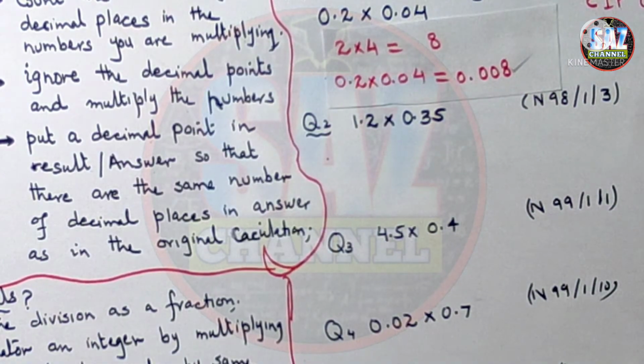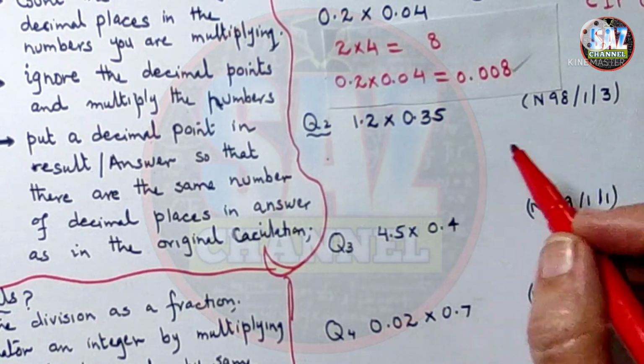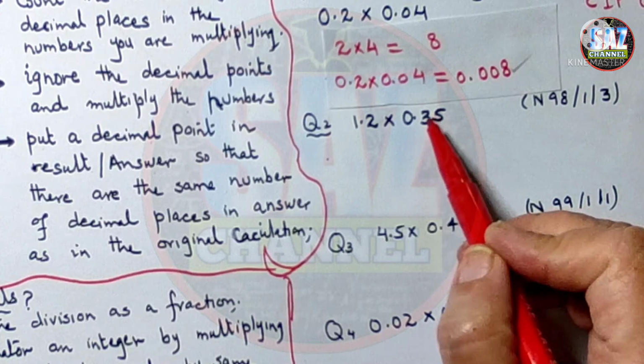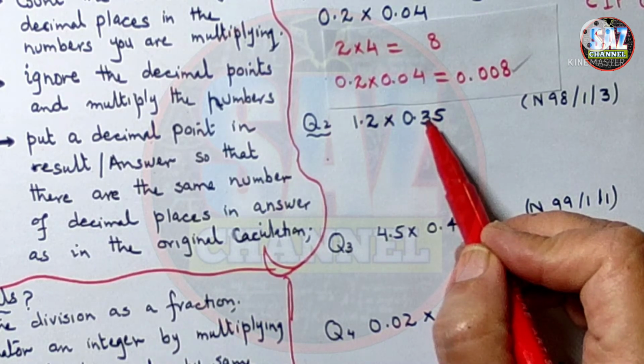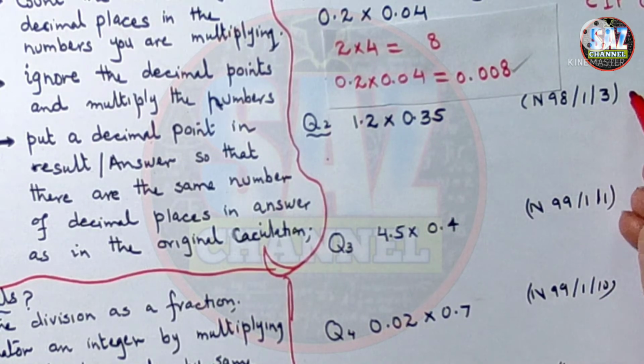That is 1.2 multiplied by 0.35. First count the decimal places. This is 1, 2 and 3 decimal places again. And we will be applying the CIP rule again. And we have 3 decimal places.